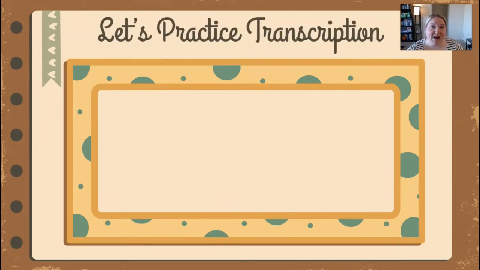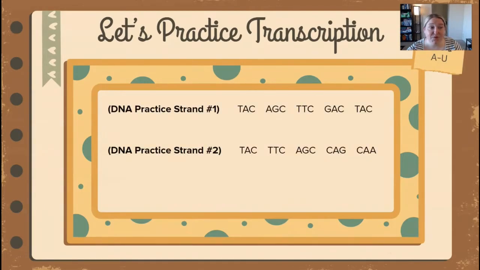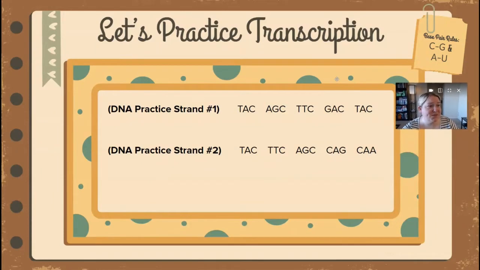Now, we need to practice. So in your packet, you do have 2 practice problems where you're being given a strand of DNA, and now we have to try to transcribe it. So let's do this. First off, let me move my picture, just in case we need to have the base pairing rules right there. Again, the Cs and Gs go together, but now we have the As and Us.